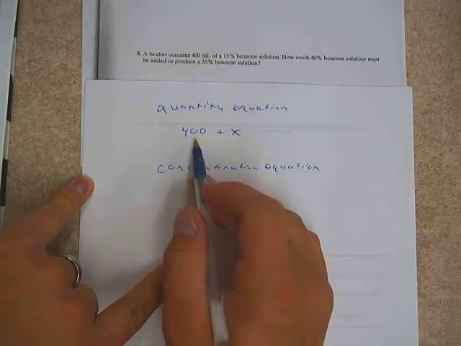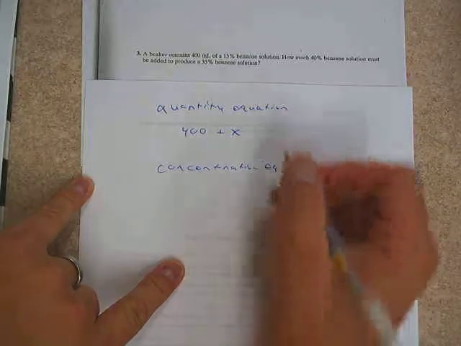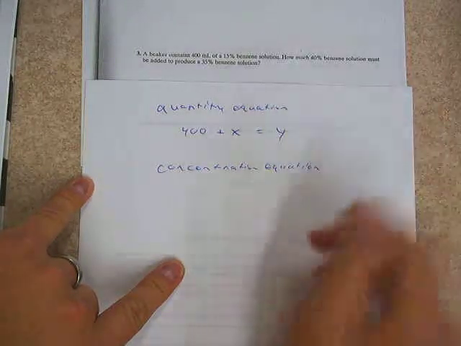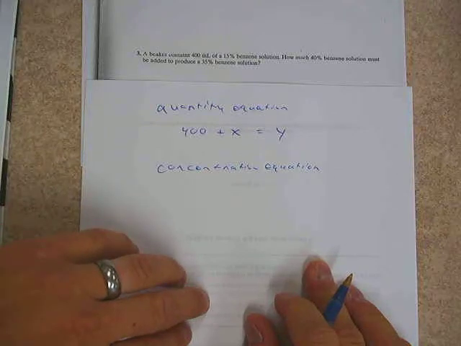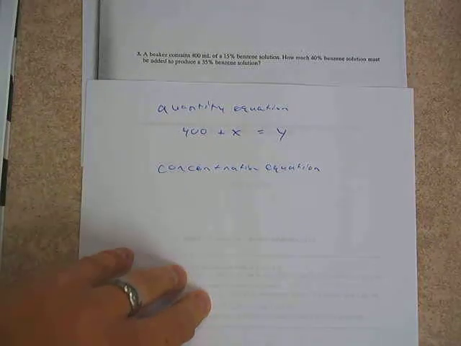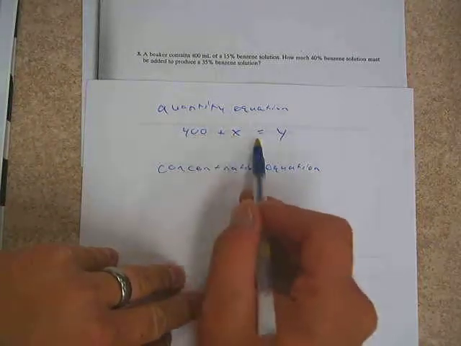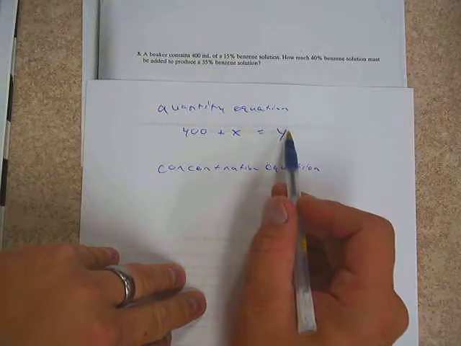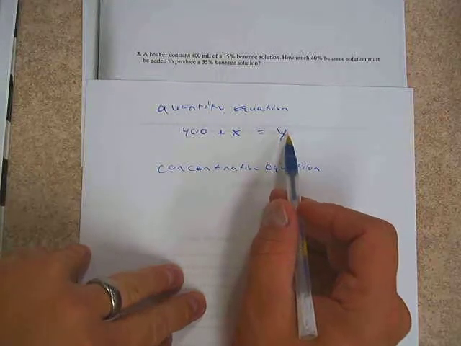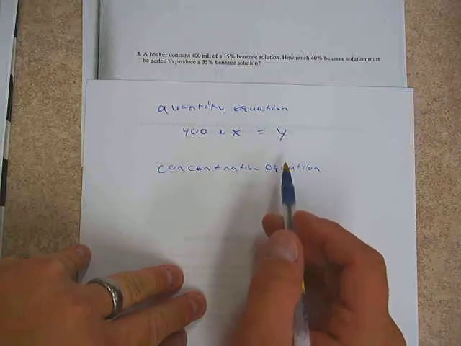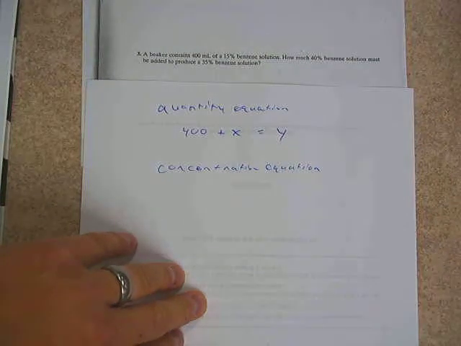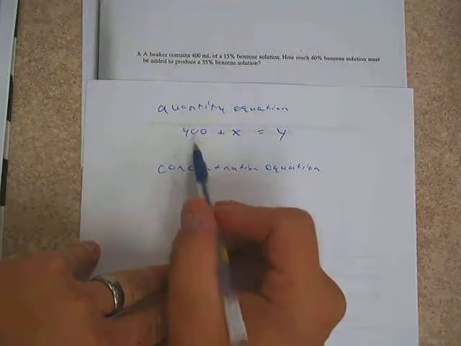So we're going to start with our quantity equation. We have 400 milliliters, and it asks how much we need to add. We don't know how much, so we write 400 plus x. We're starting out with 400 plus x, and that's going to give us some other amount at that point. Those are our two variables in the quantity equation.